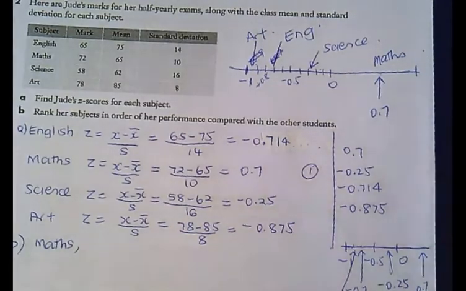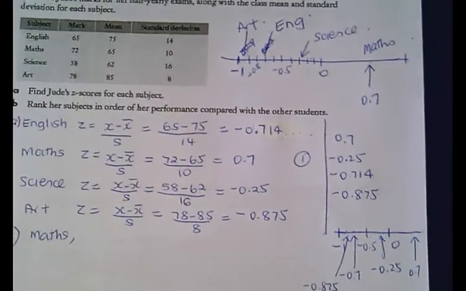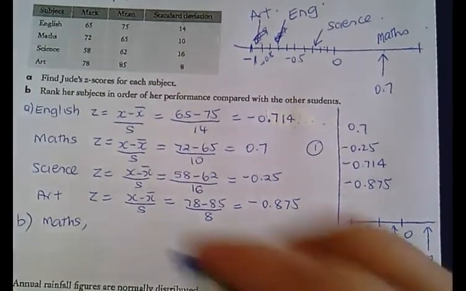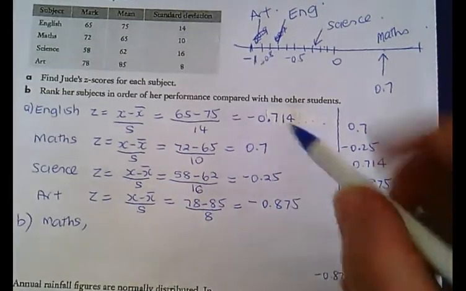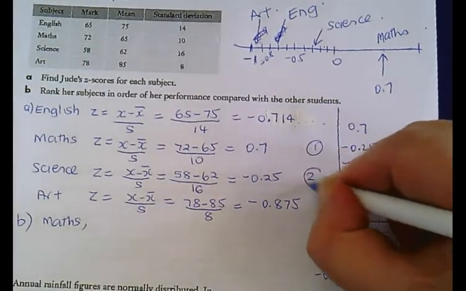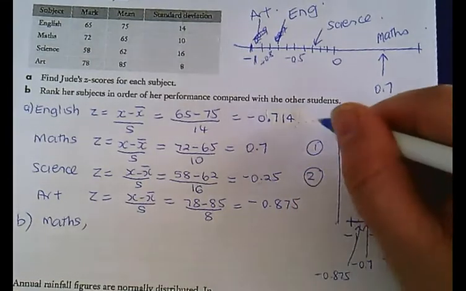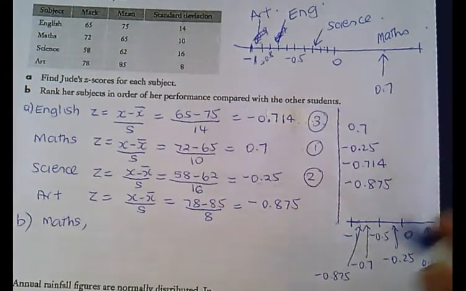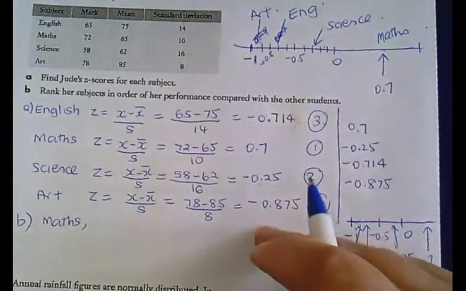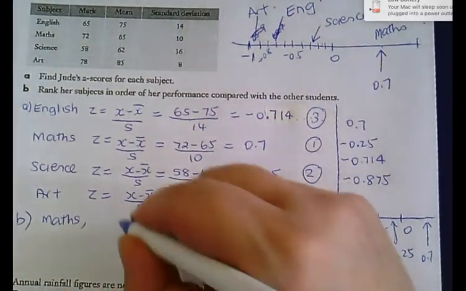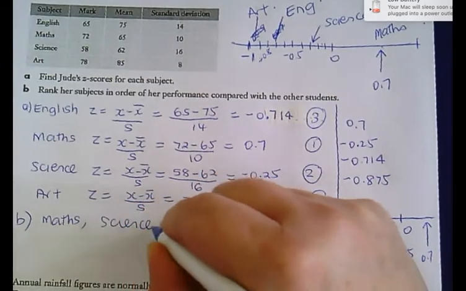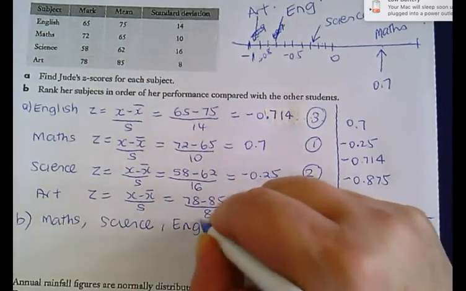The more positive your Z score is, the better your performance. So the best performance is maths. Do you see? You've got to go from the highest number and work down. The highest number is 0.7. The second highest is negative 0.25. The third highest is English. And the lowest of all the Z scores is negative 0.875. So her performance is maths, then science, then English, and then art.